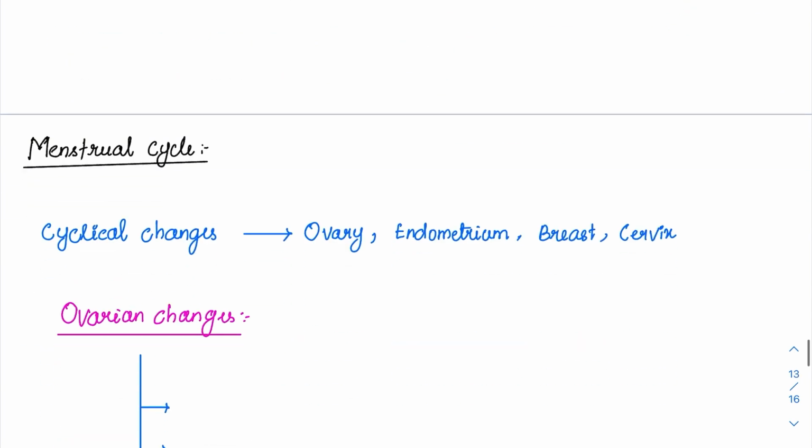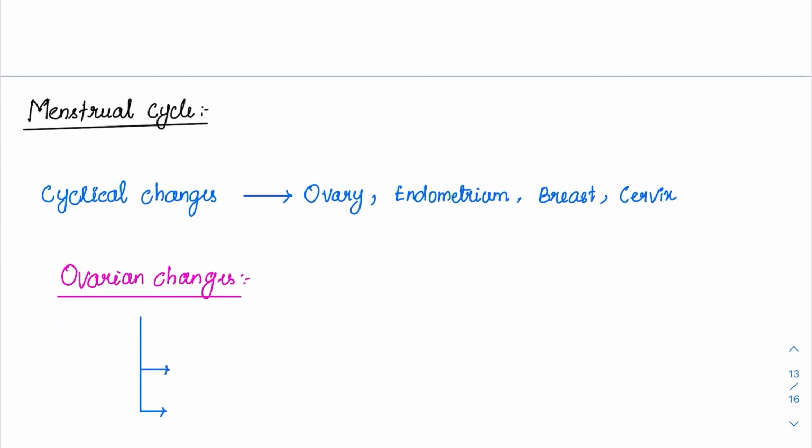Now coming to the menstrual cycle. Menstrual cycle, these are cyclical changes happening not only in the endometrium. Please remember, it is the changes which are happening in other places also, like the ovary, endometrium, then breast, cervix, everywhere. All places there are cyclical changes happening. But predominantly cyclical changes happen in the ovary and the endometrium.